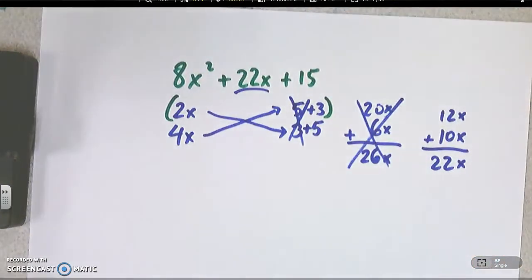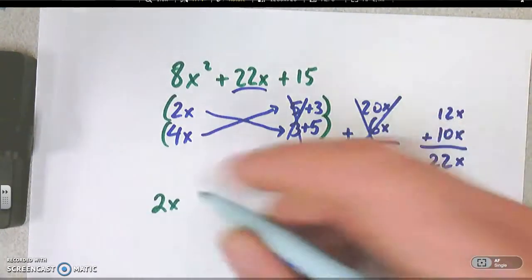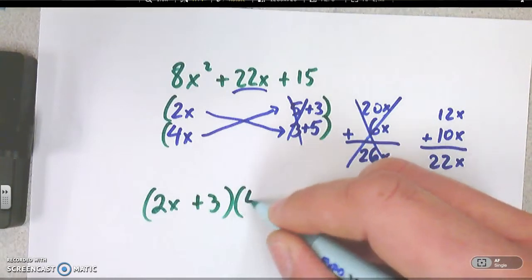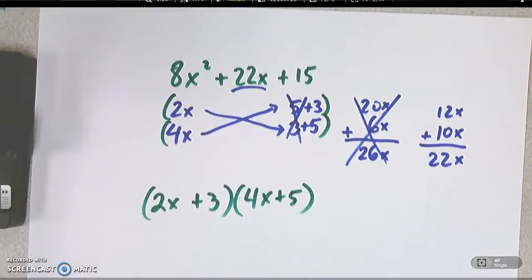This right here is one factor. That right there is another factor. So 2x plus 3 and the 4x plus 5. And if you FOIL that, you're guaranteed you're going to get back to the start. All right, I will leave the foiling to you, but I guarantee you will get back to the start.